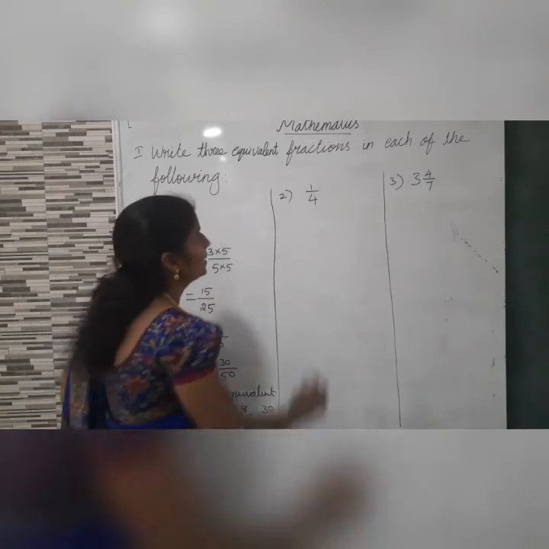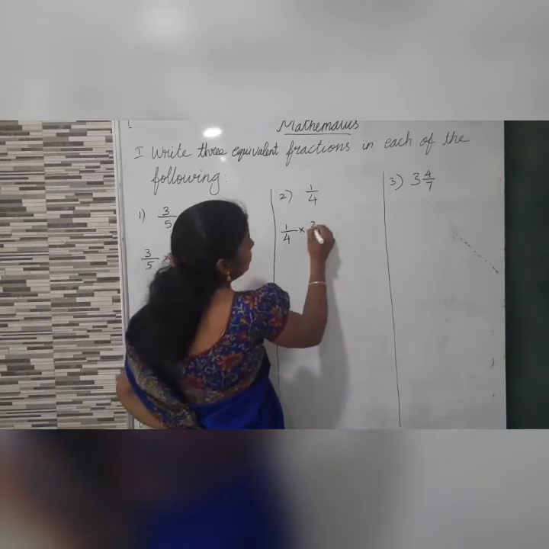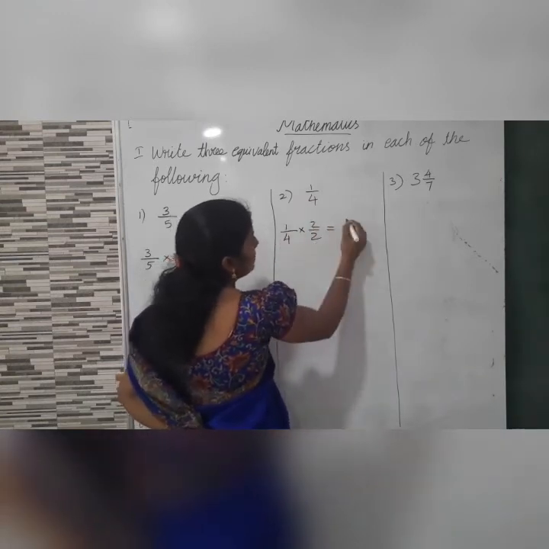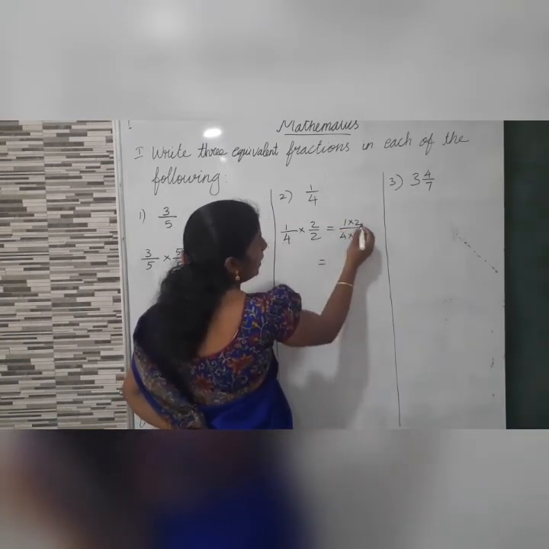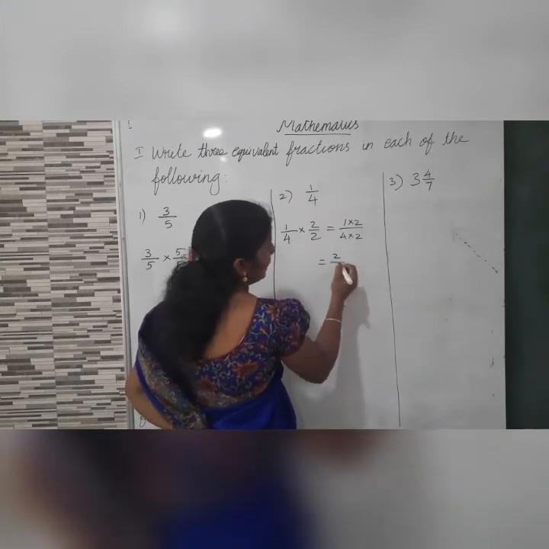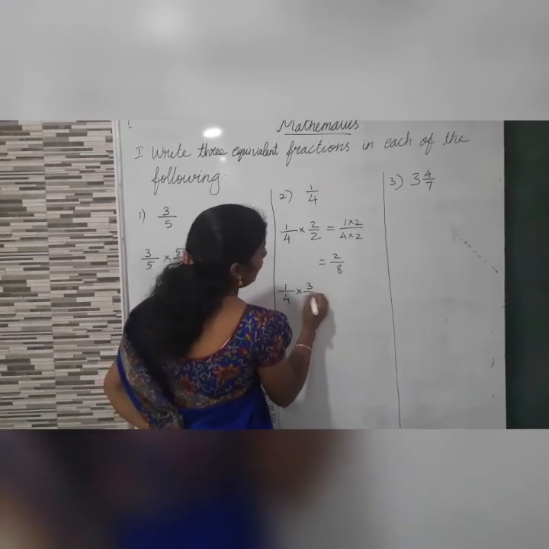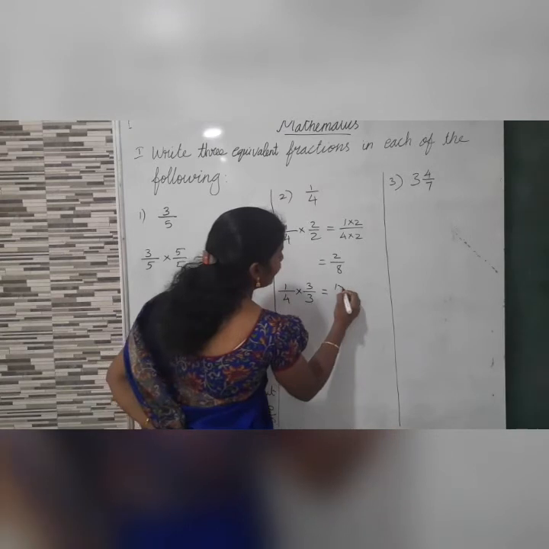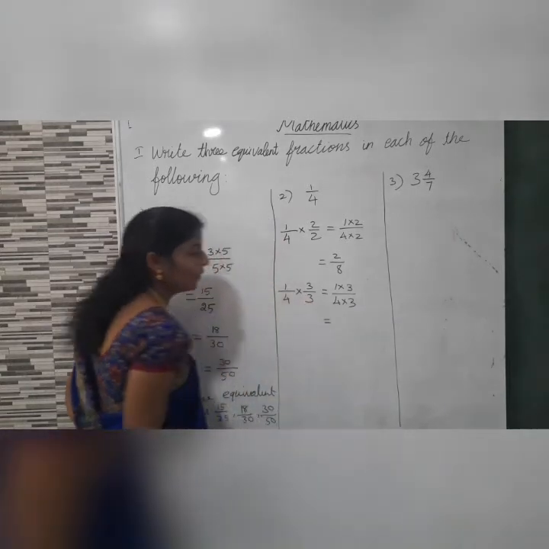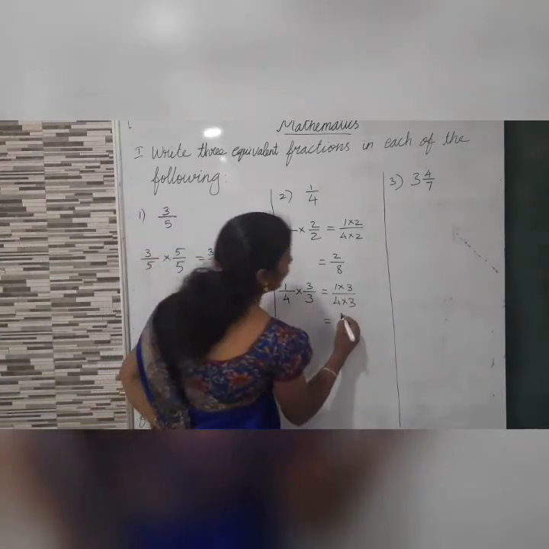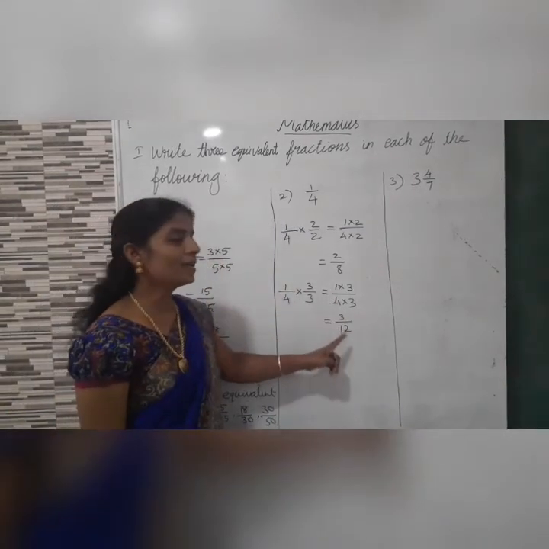Now, second question. 1 by 4. Now, we can take 2 by 2. Any one number. 1 into 2 divided by 4 into 2 equals 2 by 8. 4 2s are 8. Then the second equivalent fraction, 3 by 3: 1 into 3 divided by 4 into 3. 1 into 3 is 3, 4 3s are 12. Next equivalent fraction is 3 by 12.